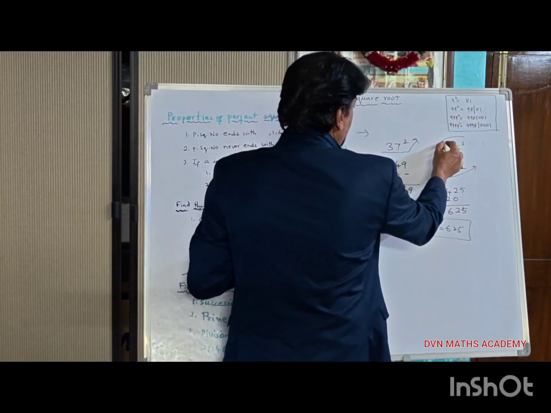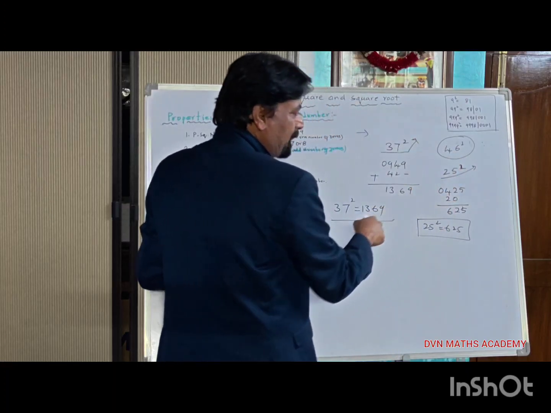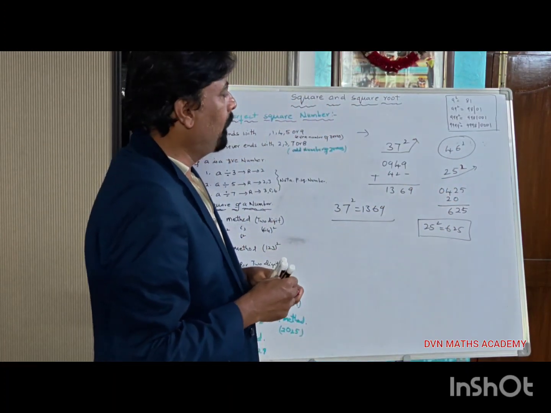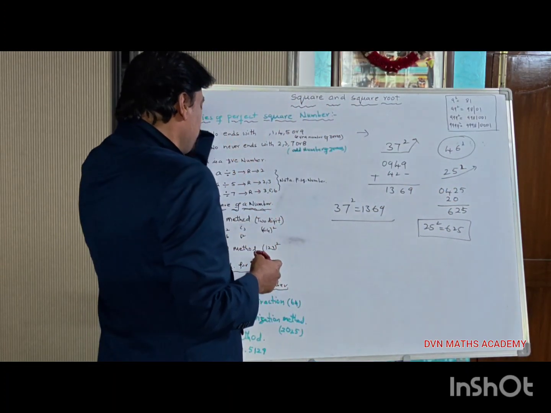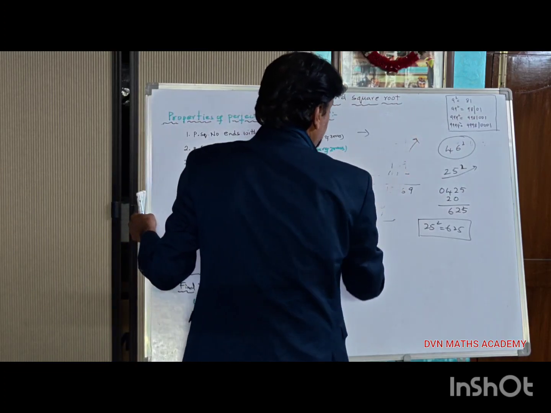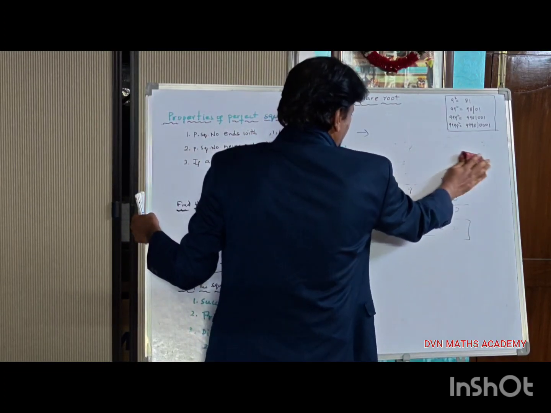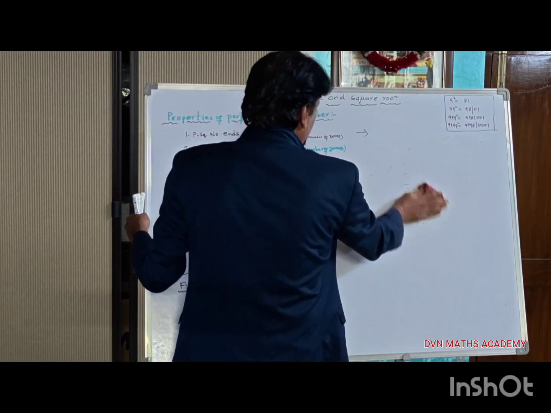Here I gave one number, that is 46 square. You practice in this method, you will easily get what is the square of 46. So these 3 methods are enough to find the square of a number.